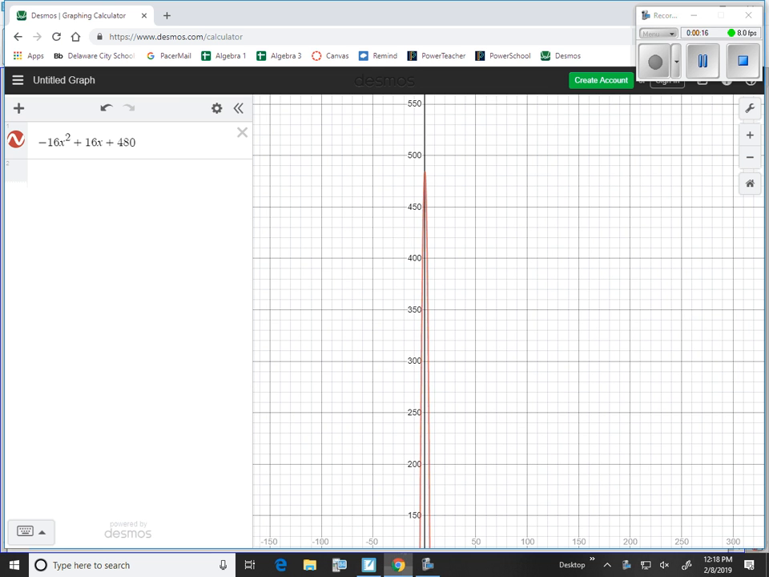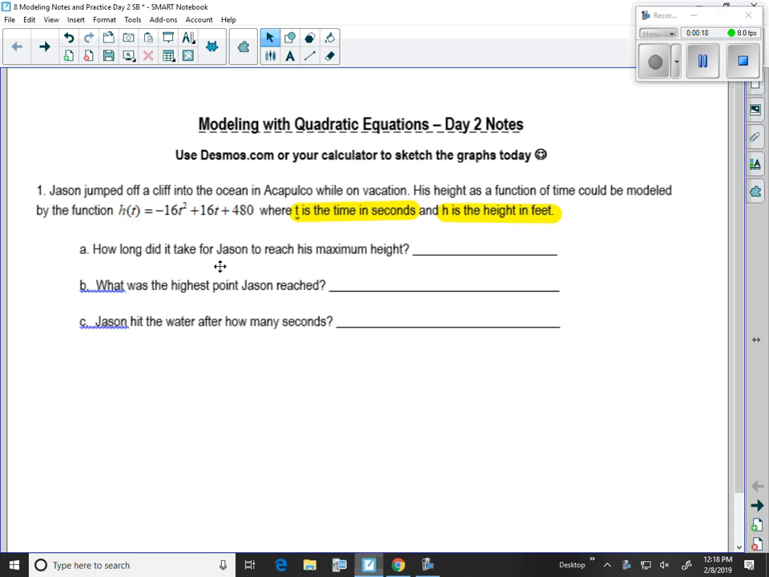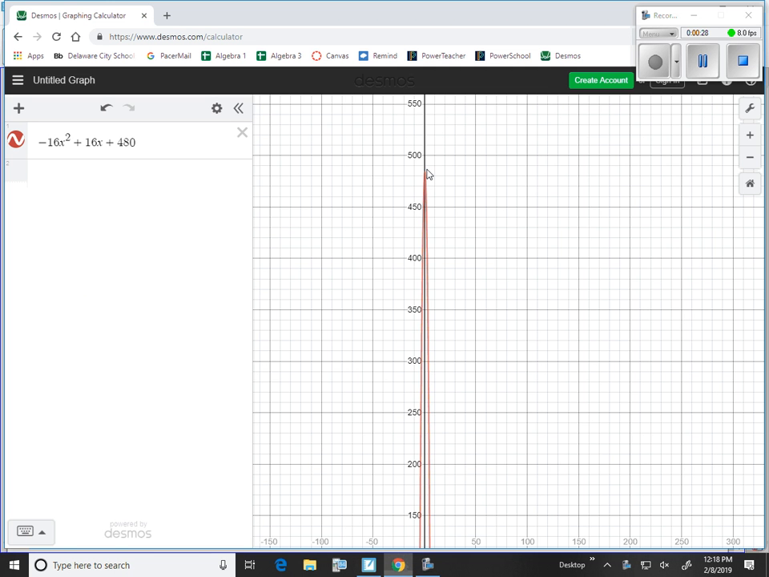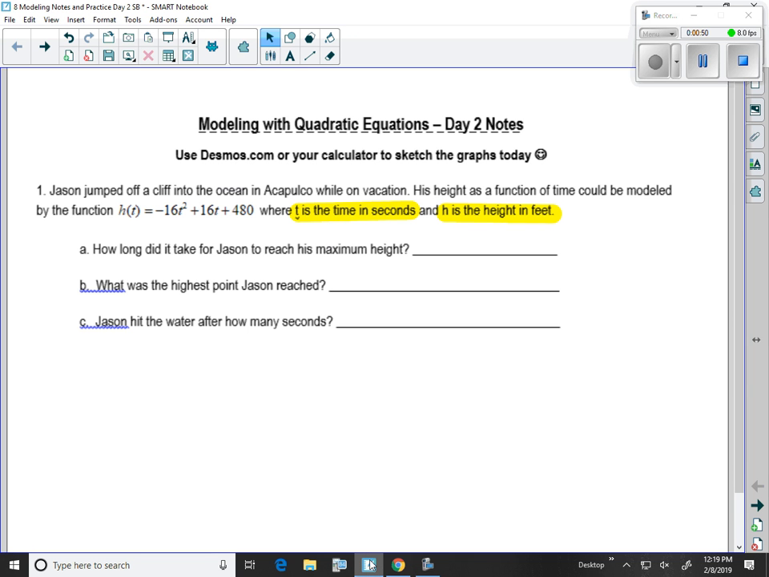Okay, so what's our first question say? Once we graph in Desmos, how long did it take for Jason to reach his maximum height? If we want the maximum height, what point are we looking at on Desmos? That vertex, that highest point up here. If you click on that highest point, you should get 0.5, 484. Here t is time, so t is x, and we have 0.5 for x. 0.5 seconds. So it took Jason 0.5 seconds to reach his maximum height.